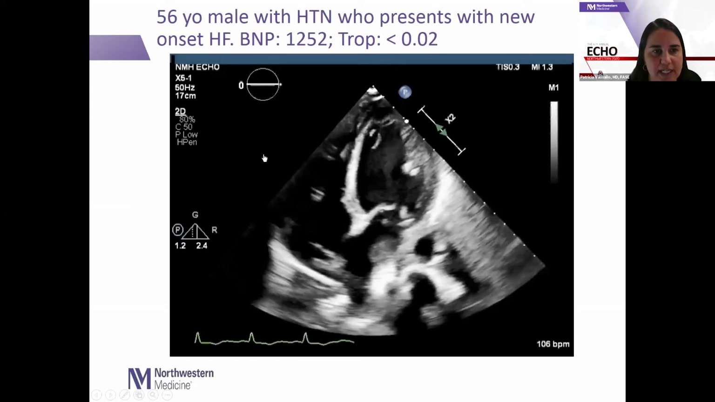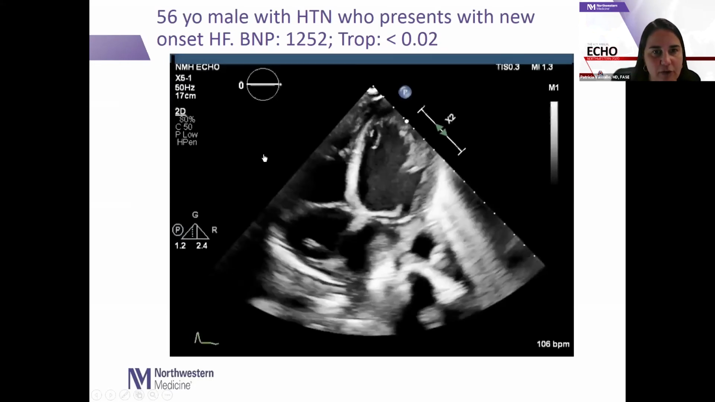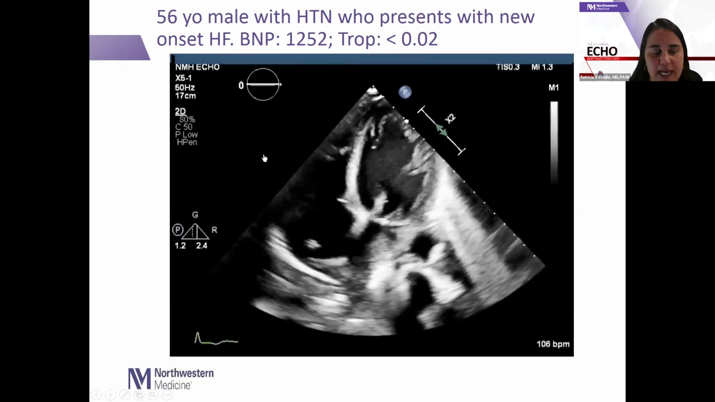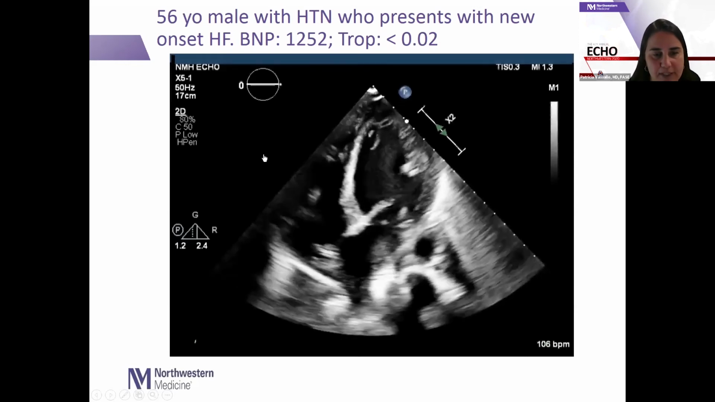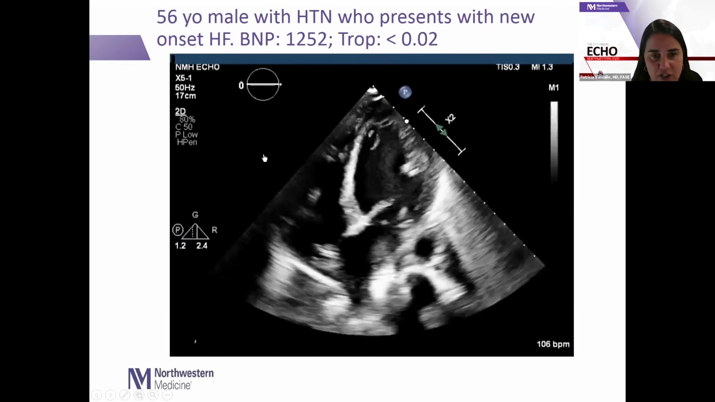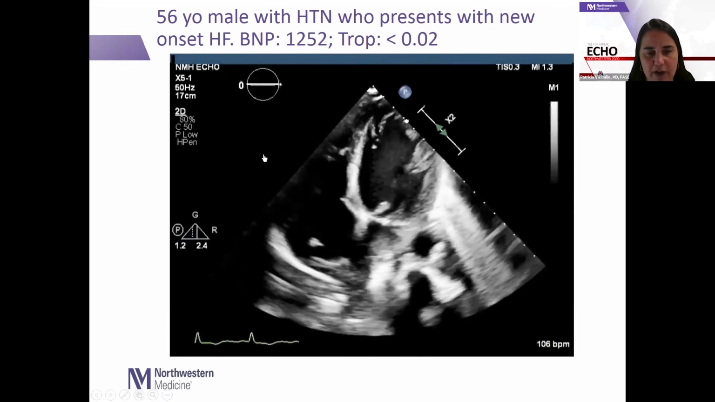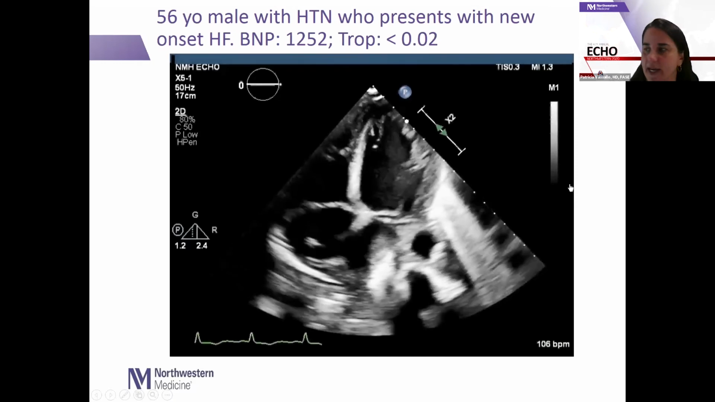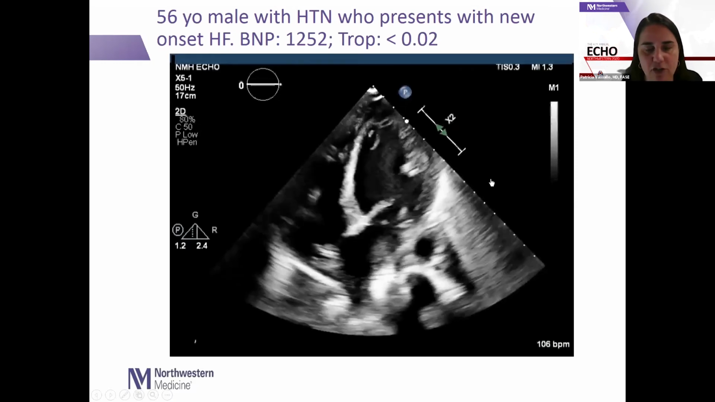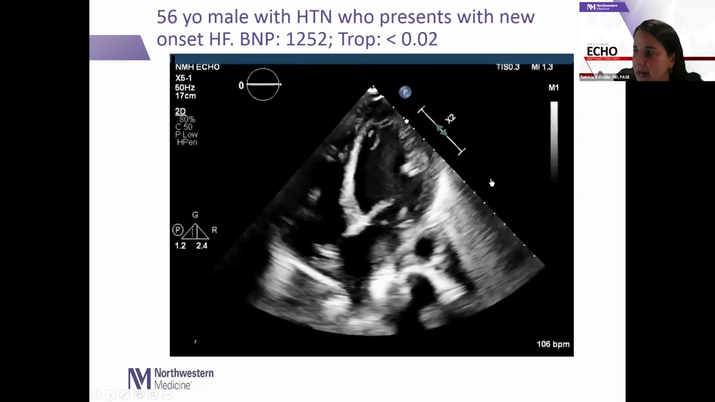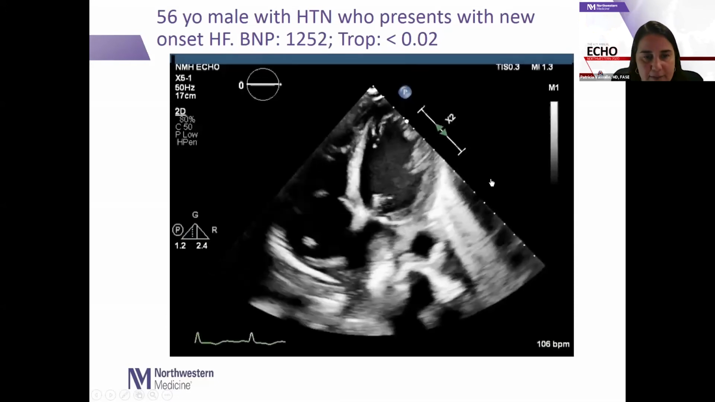So let's start with a case. This is a 56-year-old male with hypertension who presents with new onset heart failure, elevated BNP, and negative troponin. What you see here is severe LV dysfunction. You also are concerned about increased trabeculation in the apex, and the concern is, is this a prominent papillary muscle, or is there concern for LV non-compaction or other abnormalities in the left ventricular apex?